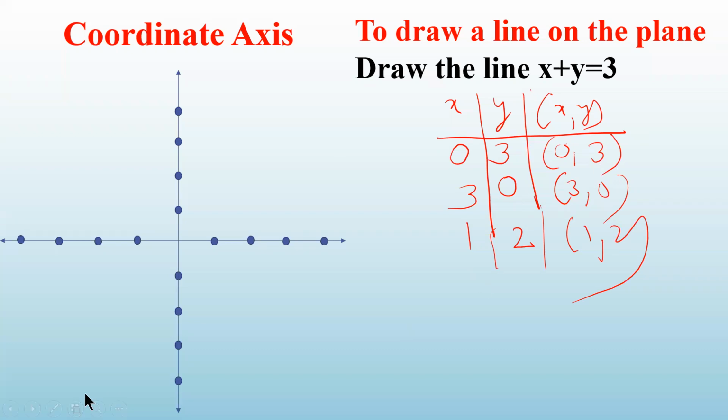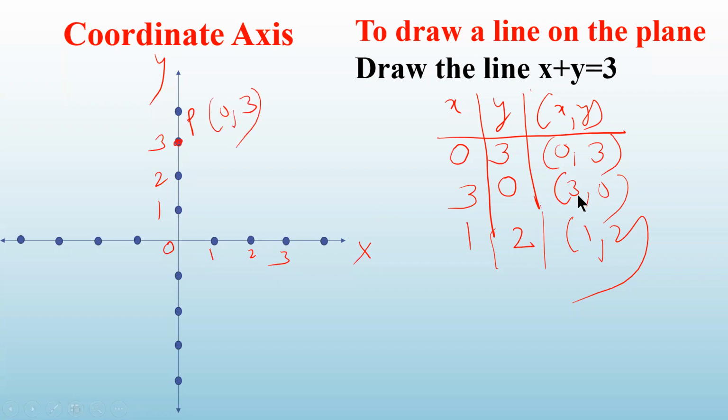So x is 0, this is your 0, 1, 2, and 3. And similarly, this is my x-axis and this is my y-axis. So here also 1, 2, and 3. So the first point is (0, 3). So the x coordinate is 0 and the y coordinate is 3. So this is the point which I may call P. This is the point (0, 3).